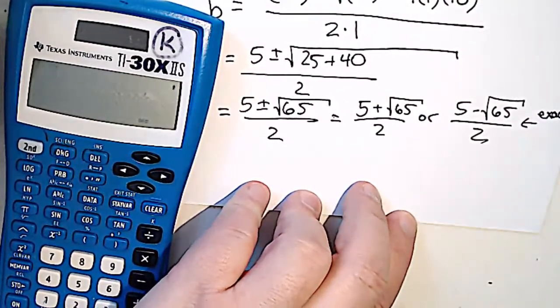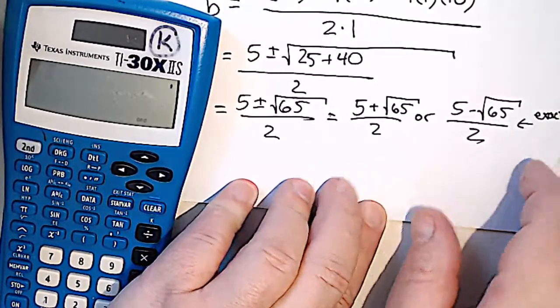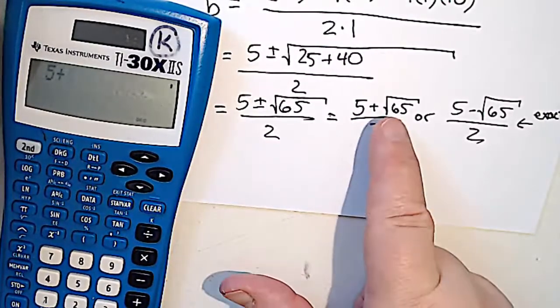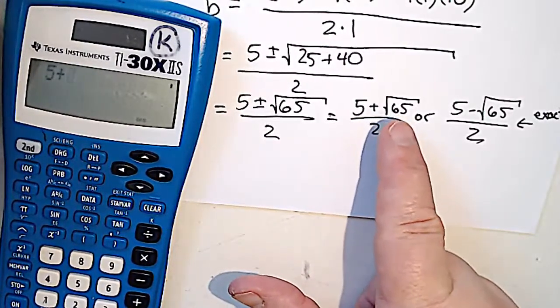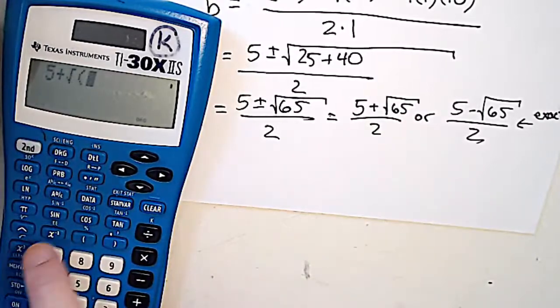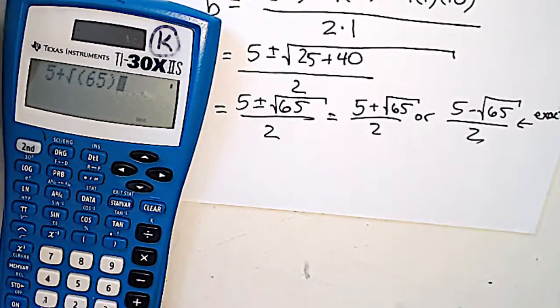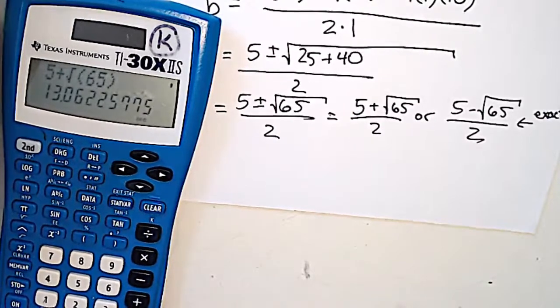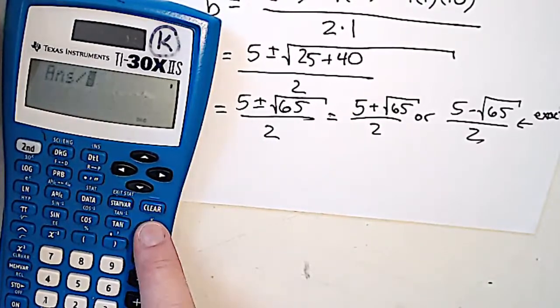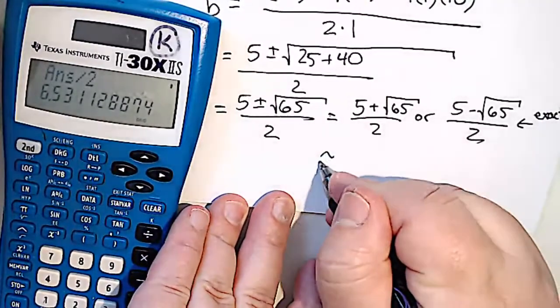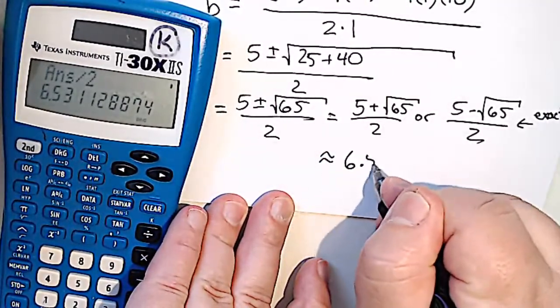But what if someone said, okay, fine, but what the heck is that number equal to? Then you say, okay, so here we go. I would do 5 plus, and then in my calculator, I do the square root first. You see the square root, and then I put the 65 in, and then I close the parenthesis, and then that's the numerator. I'm going to go ahead and do equals, and then I divide by 2 to get to the denominator, and then that's going to be, looks like 6.53.